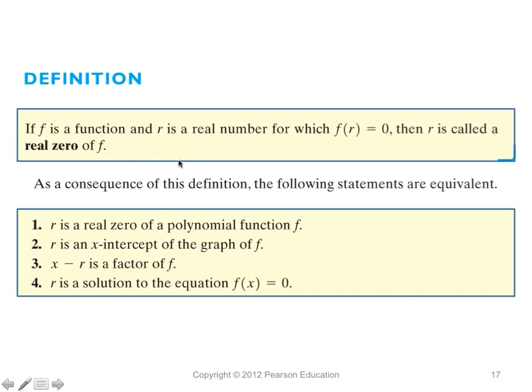Let's go through this definition. If f is a function and r is a real number for which f of r equals 0, then r is called a real zero of f. As a consequence, the following statements are all equivalent. We can say that r is a real zero. We can say that r is an x-intercept, so x-intercepts and real zeros are the same thing. We can also say that x minus r is a factor, and that r is a solution of the equation f of x equals 0.